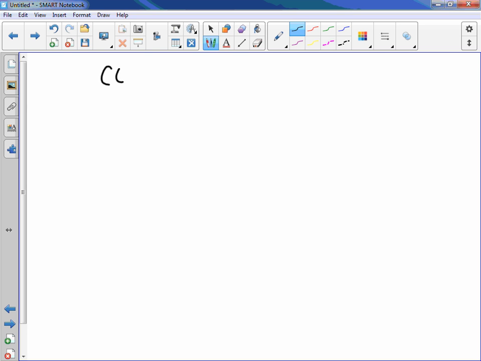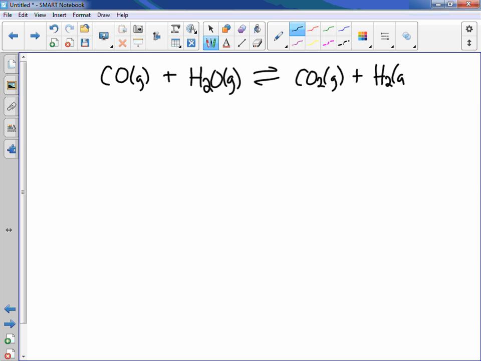Carbon monoxide reacts with steam to produce carbon dioxide and hydrogen gas. And this has a KEQ of 5.10. I'm just going to make it in red because I have to squeeze it in. Okay, so we know KEQ for this.